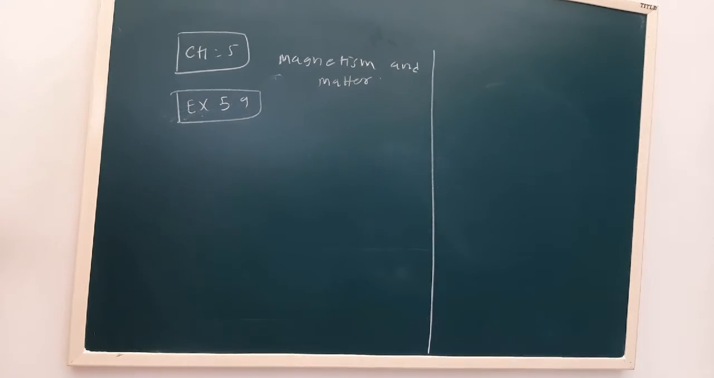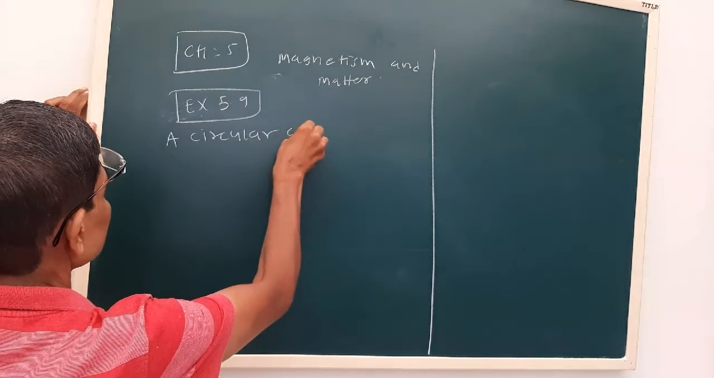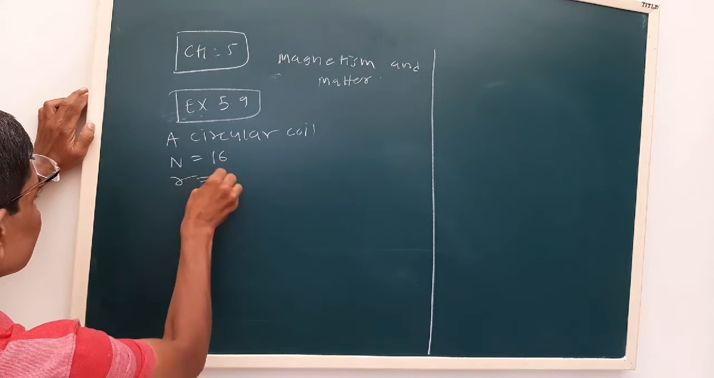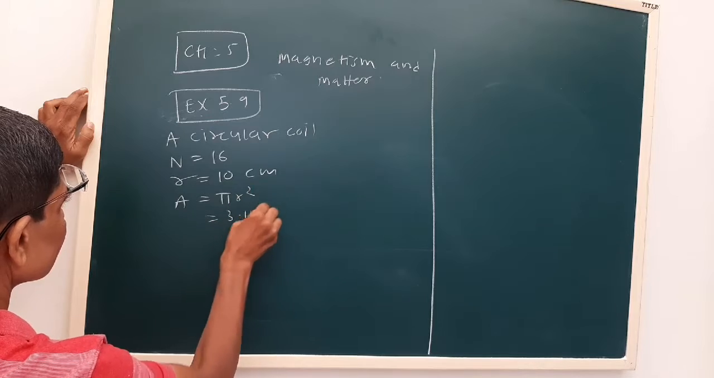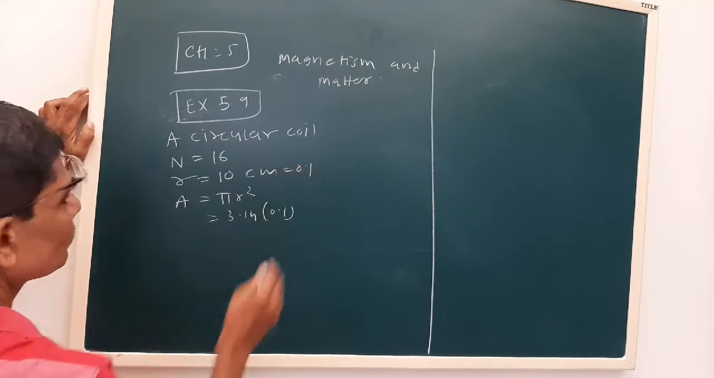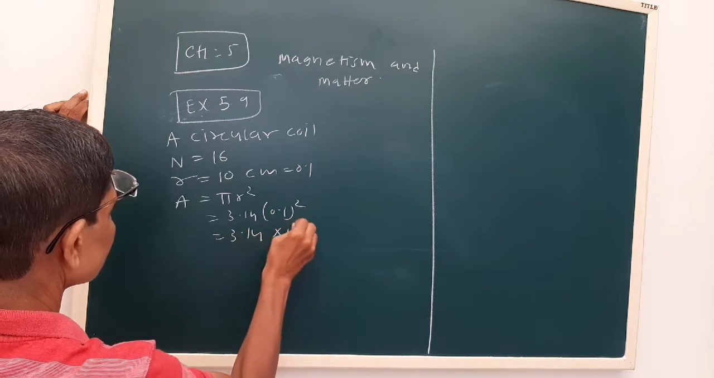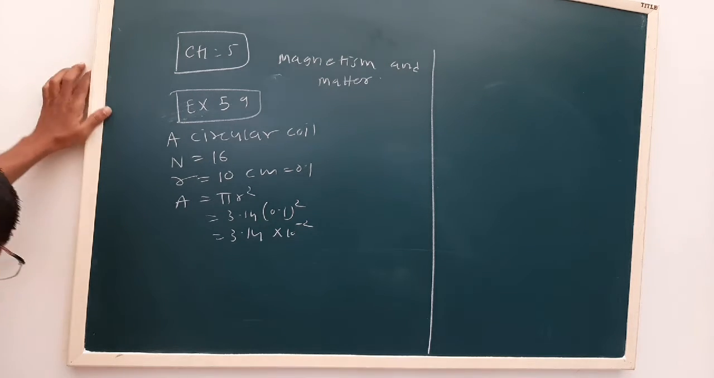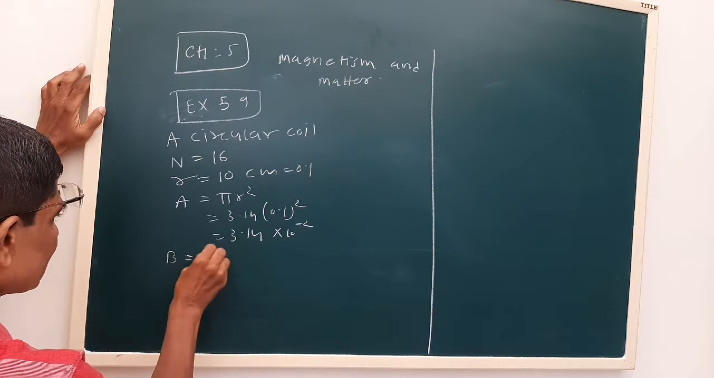Now see, the question says a circular coil, number of turns is 16, radius is 10 centimeter. So area will be pi r square. So you have to convert into MKS unit. Now it is placed normal to the external magnetic field of 5π into 10 to the minus 2 Tesla.